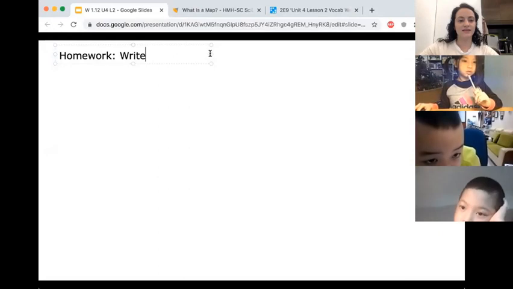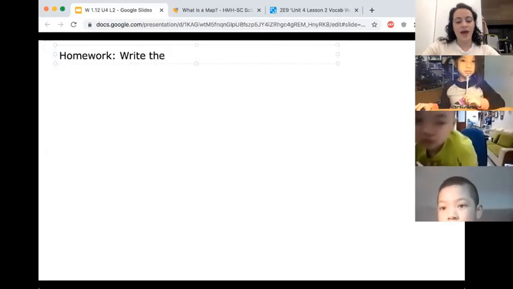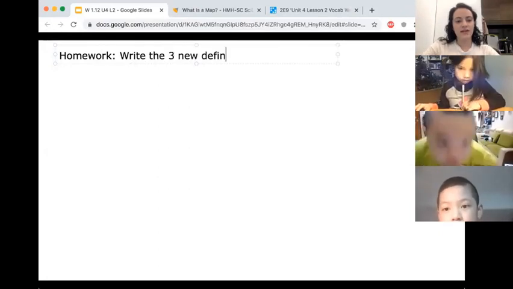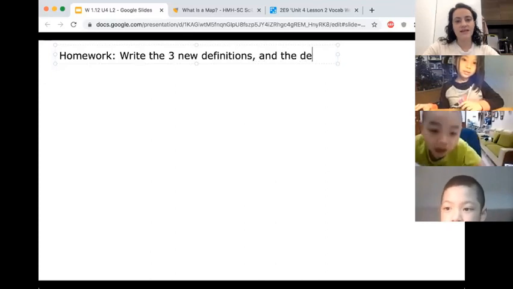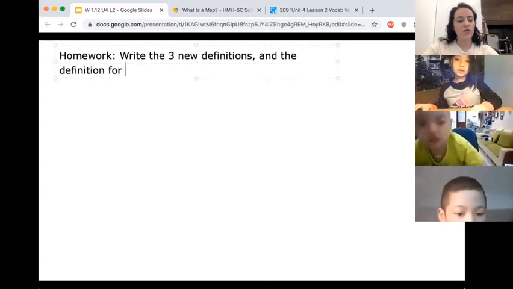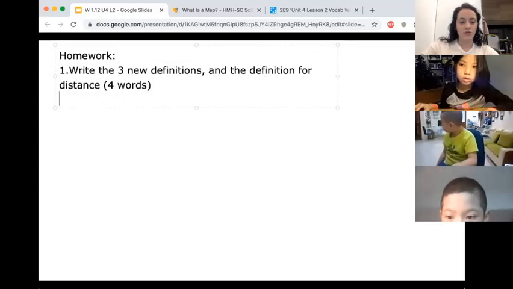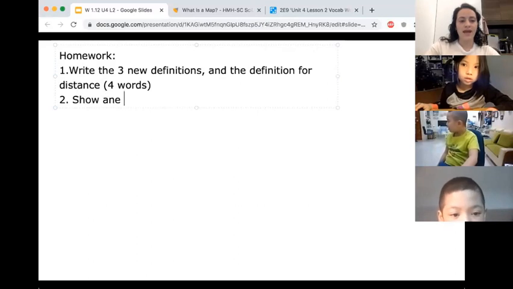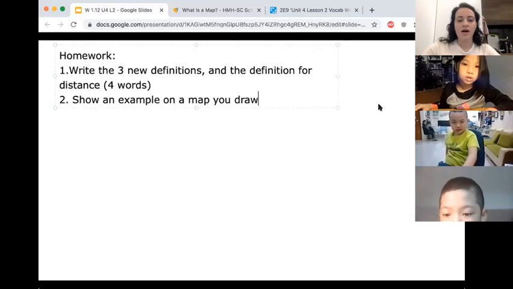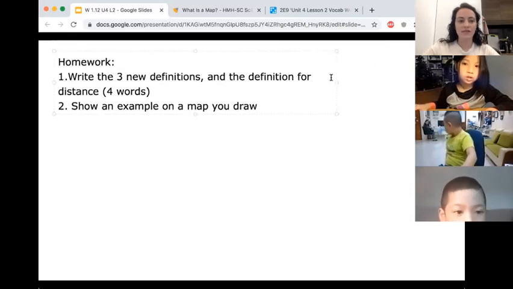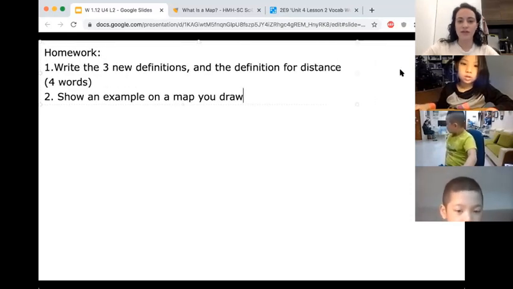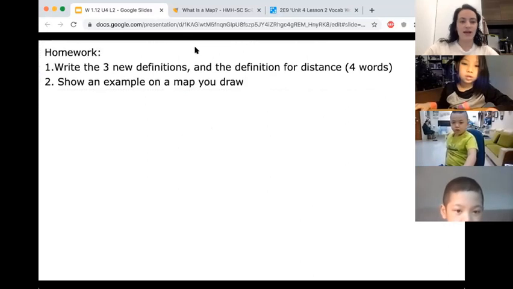Write the 3 new definitions and the definition for distance. So altogether, 4 words. Then show an example on a map you draw. So this will all be in your red notebook. It's writing 4 definitions. Here's the example. My definitions.